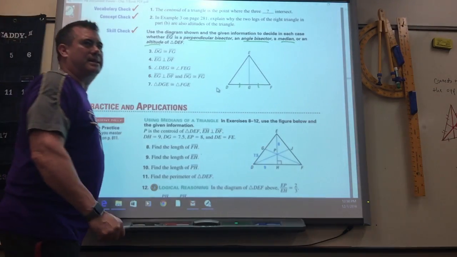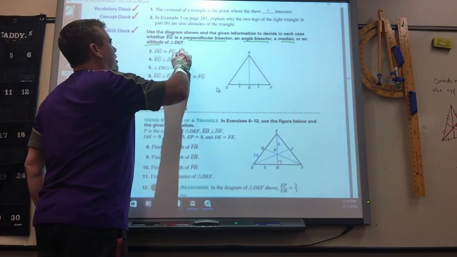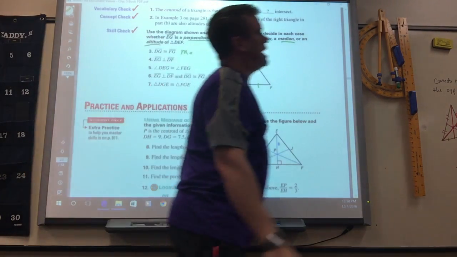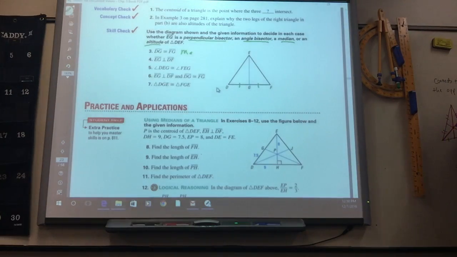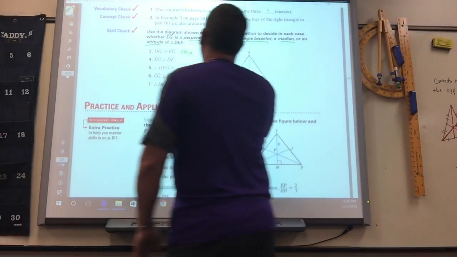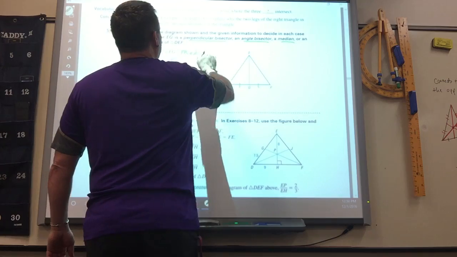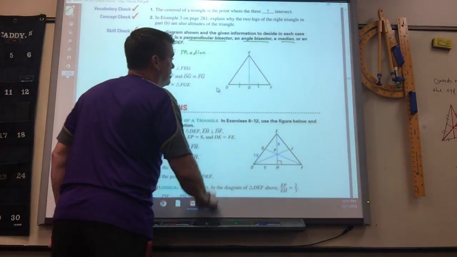It's median. Because you don't know if it's right, because altitude also has to be at a 90 perpendicular. So we only know for sure it's a median. It could be others, but we only know for sure it's a median.